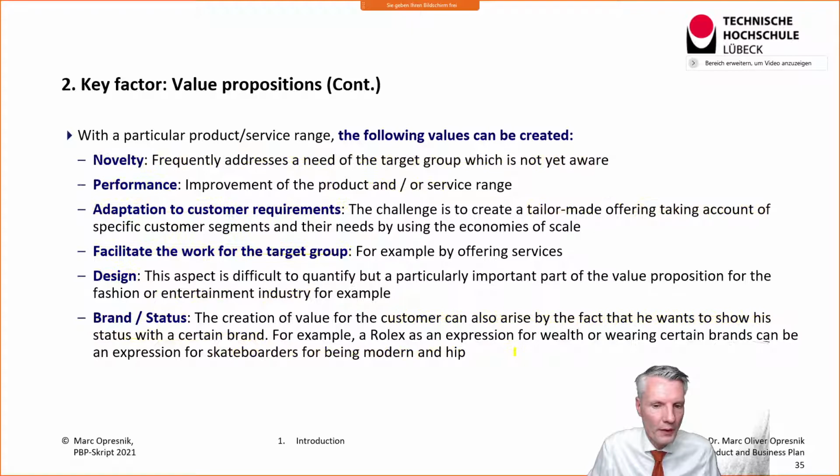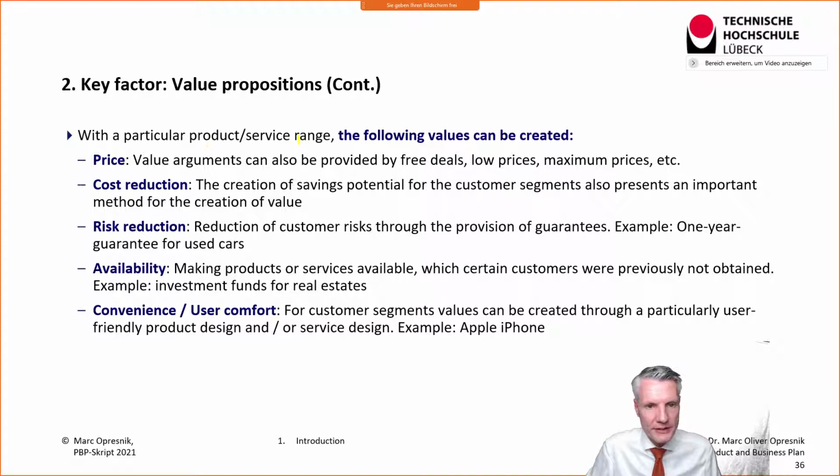So with a particular product or service range, the following values can be created. Price as well. Value arguments can also be provided by free deals, low prices, or very, very high prices. Cost reduction can also be a value proposition. So savings potential, for example. And I think one of the biggest drivers is risk reduction, because a lot of people are risk averse. So if you manage to reduce the risk of the company and the customers, that could be done via offering a certain kind of warranty. For example, that is the strategy, by the way, also of Amazon and also of PayPal.